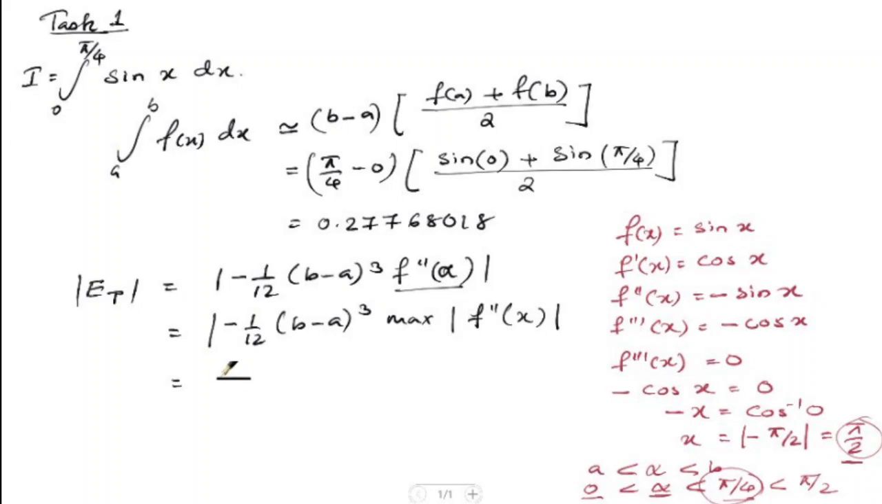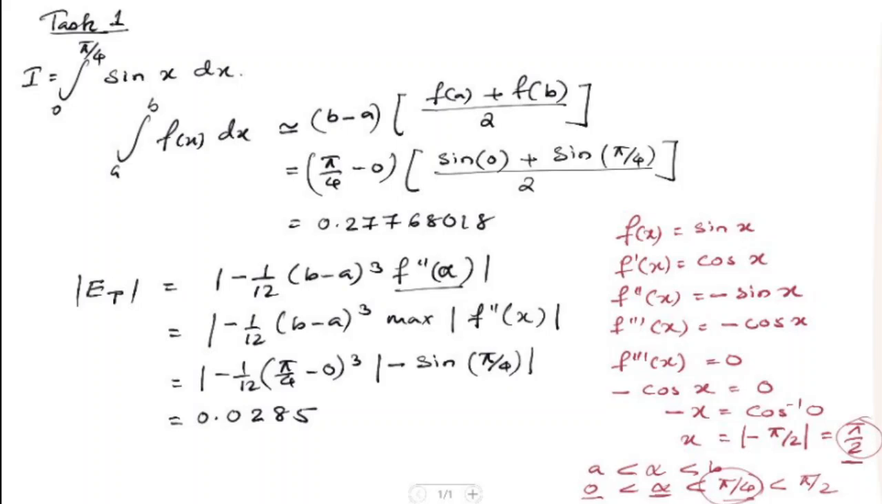So here now we'll have minus 1 over 12, times b, which is pi over 4, minus a, which is 0, cubed, and we'll take the absolute of the function sine x, where the x value will be alpha, which is pi over 4. So this gives us the value 0.0285. That's the upper bound of error we can have for the trapezoidal rule.